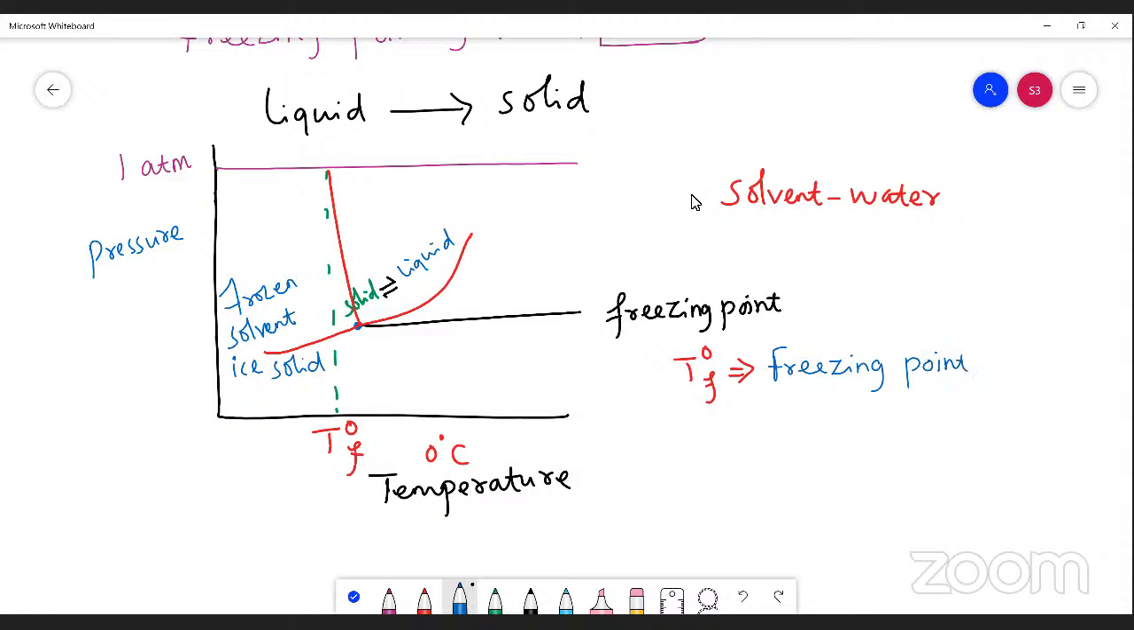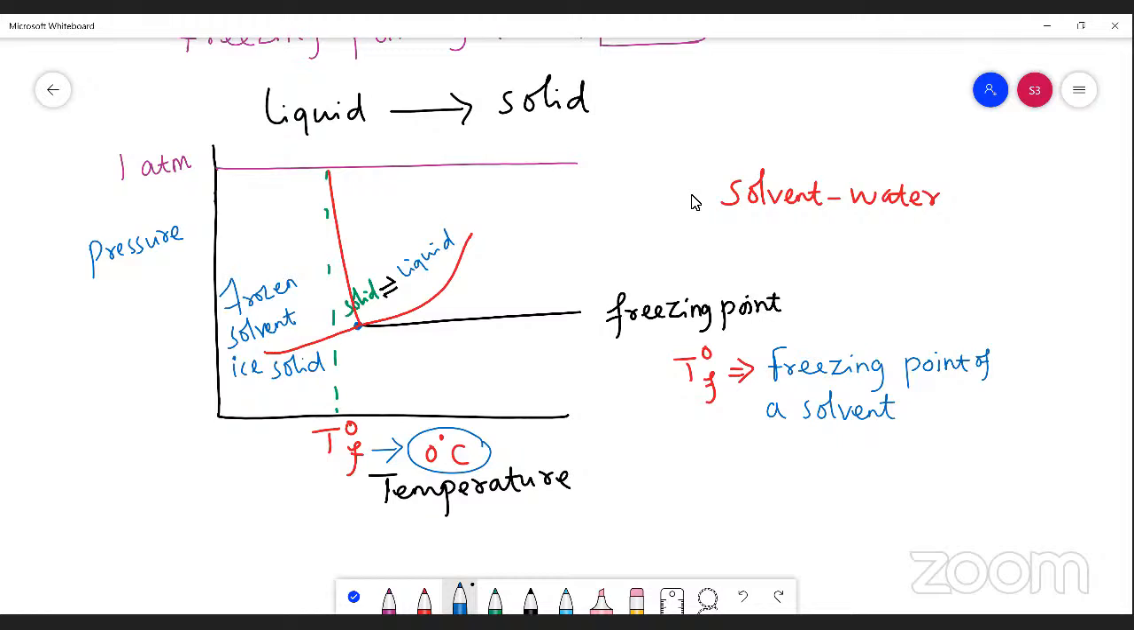Freezing point of a solvent. What solvent are we taking? Water. So what is the freezing point of a solvent? 0 degree Celsius, because the liquid freezes at what temperature? 0 degree Celsius.